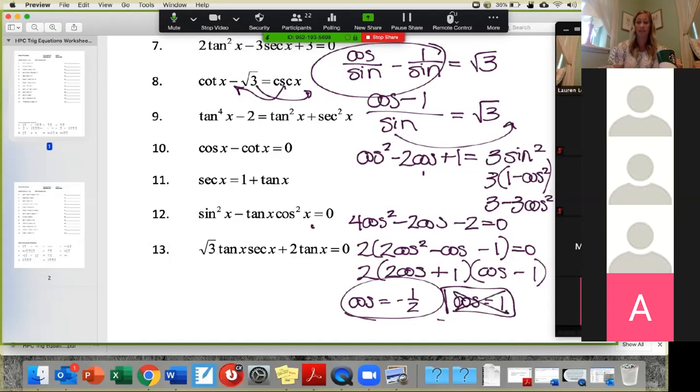Zero. So I can't have that. So I would eliminate that there and just look for where is cosine equal to -1/2.